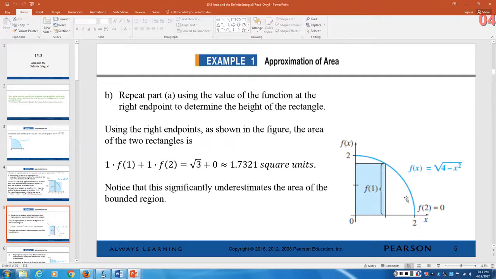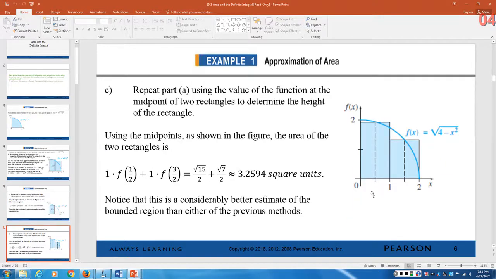Well, I could do that too if I make it 1 unit wide, and then at this point it's going to be the square root of 3 units tall, because that's f of 1. And the area of that one rectangle is only 1.7321 square units. But I'm leaving out a little piece there, and I'm leaving out a good sized chunk of it on the other side. So that's not a good idea either. It's not the best idea.